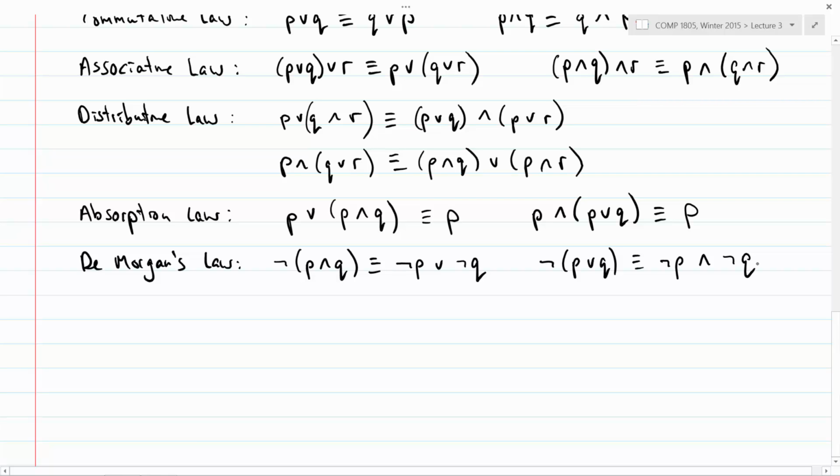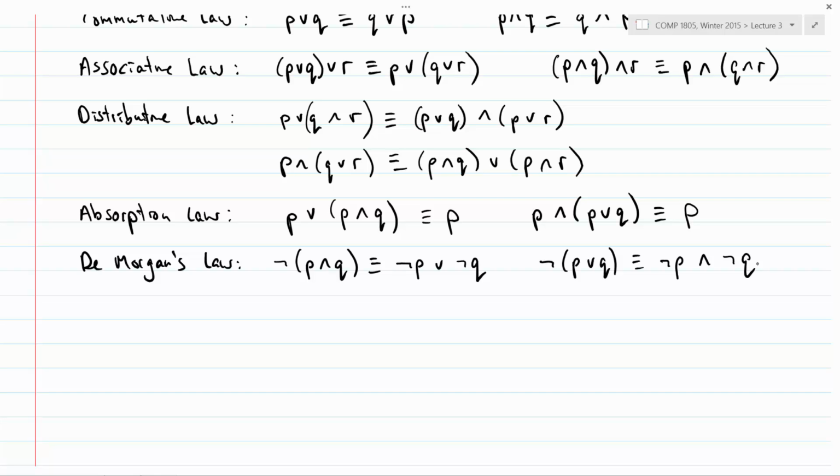So notice what you're doing. You're essentially distributing a negation. That's really what De Morgan's law says. And when you distribute a negation, you negate both of the things inside the parentheses, and you switch the connective, I should say. If it was an and before, it becomes an or, and vice versa. This is De Morgan's law. Does that make sense?